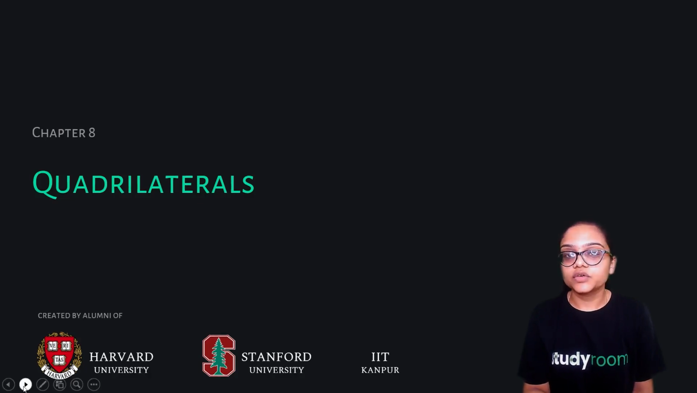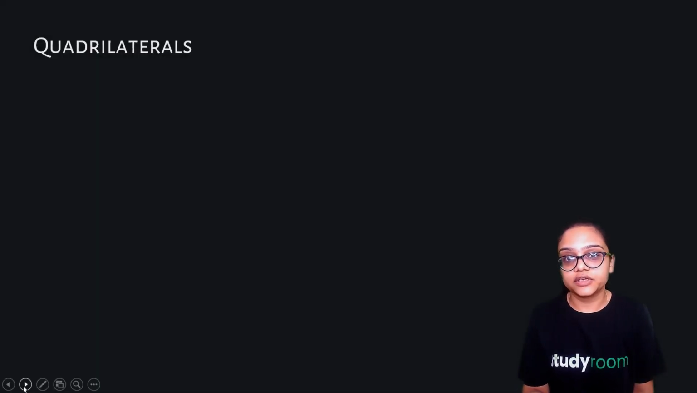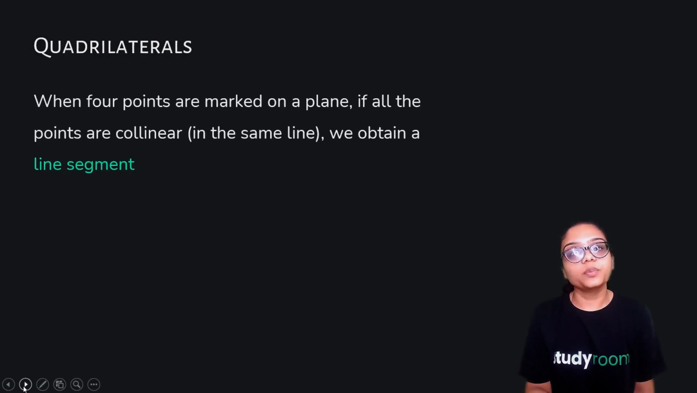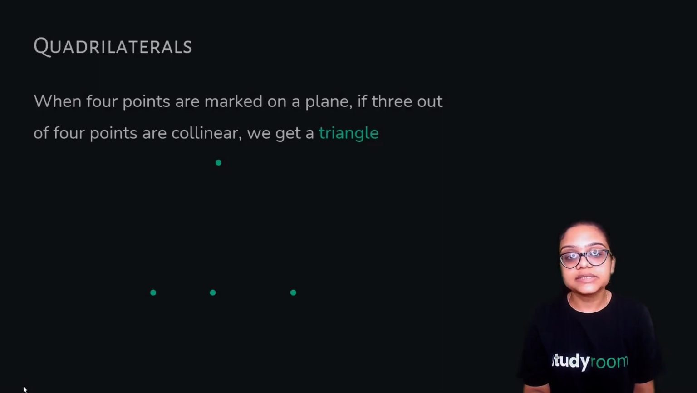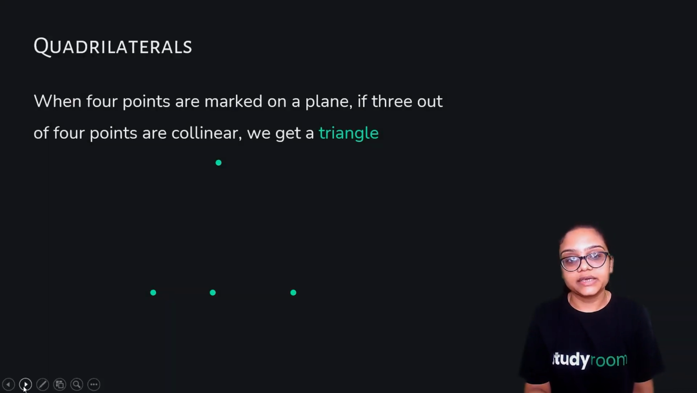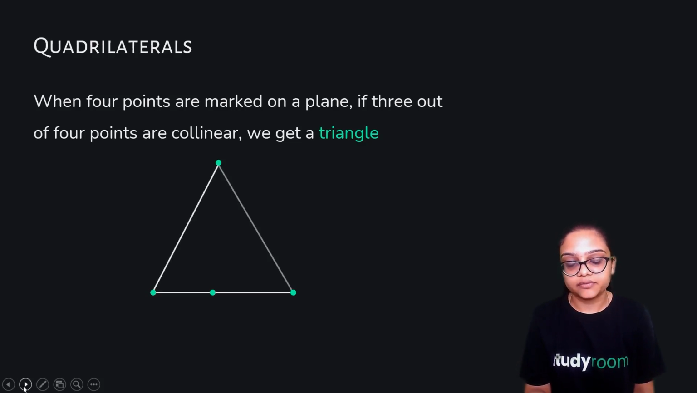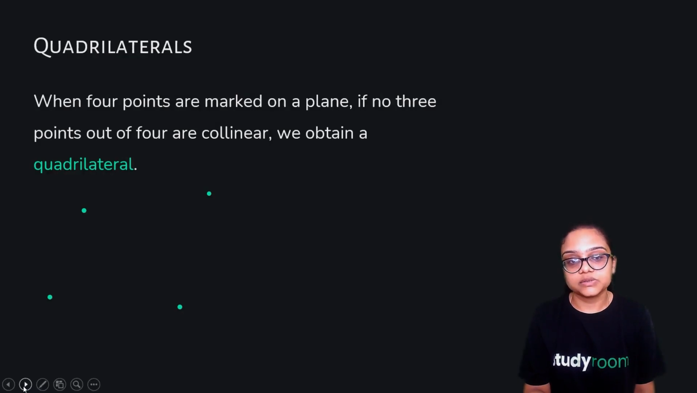Okay, so what's a quadrilateral? What's the definition of a quadrilateral? When four points are marked on a plane and all the points are collinear, that is, in the same line, we obtain a line segment. But if they are non-collinear, if they are not in the same line, then what do we get? If 3 points are collinear, then we get a triangle. But if none of the points is collinear, then what we get is a quadrilateral.